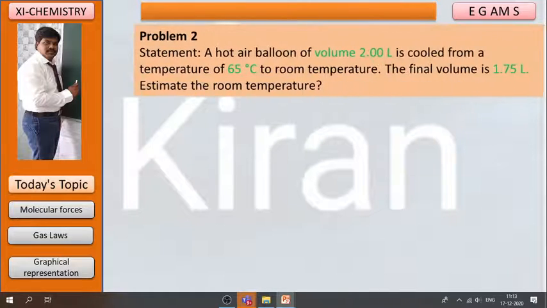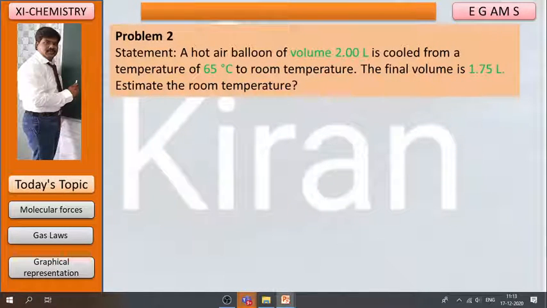Next numerical problem. Statement: a hot air balloon of volume 200 liter is cooled from a temperature of 65 degrees centigrade to room temperature. Then the final volume is 1.75 liter. Estimate the room temperature. You have to estimate the room temperature.